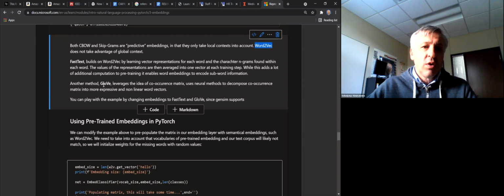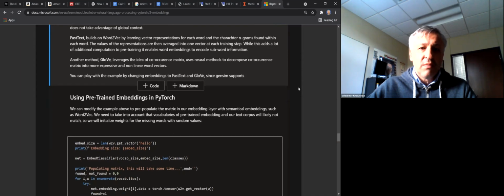There is another technique called GloVe that leverages the idea of a co-occurrence matrix. This sort of co-occurrence matrix can be more expressive and can find non-obvious, non-linear word vectors that connect words together.